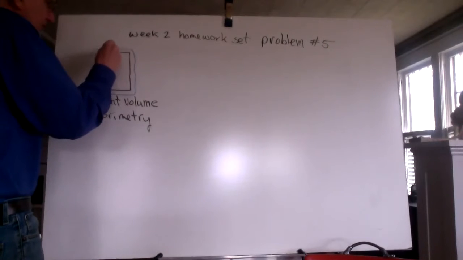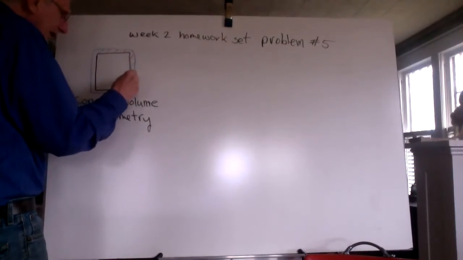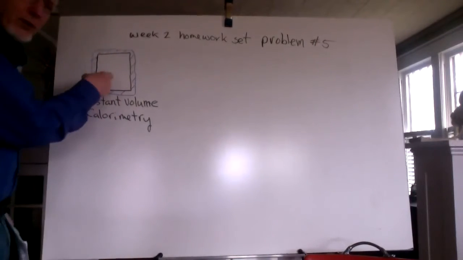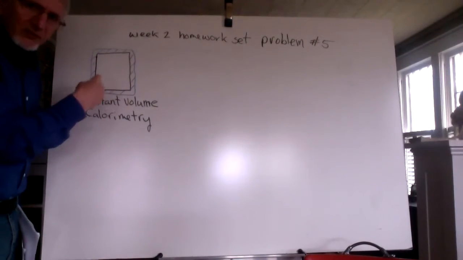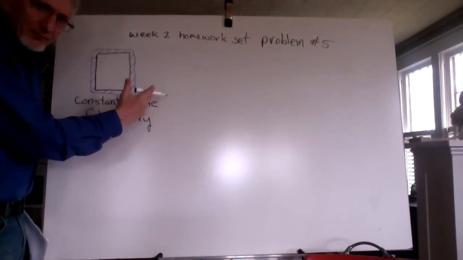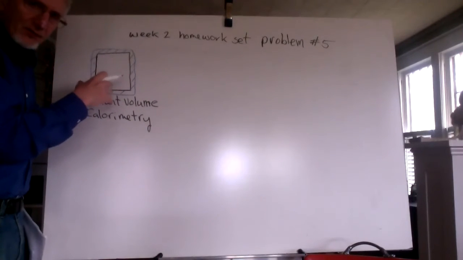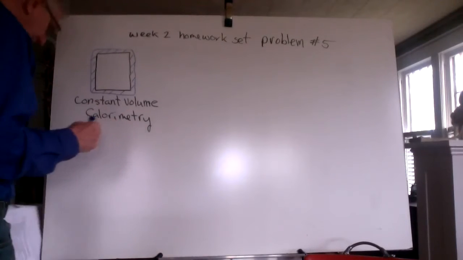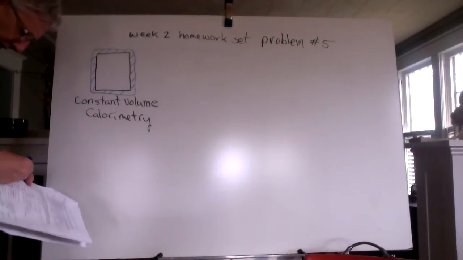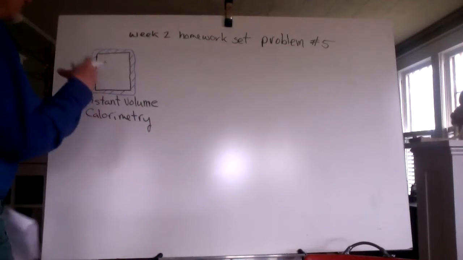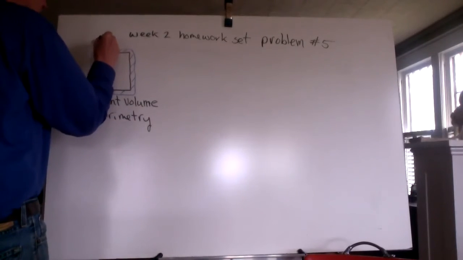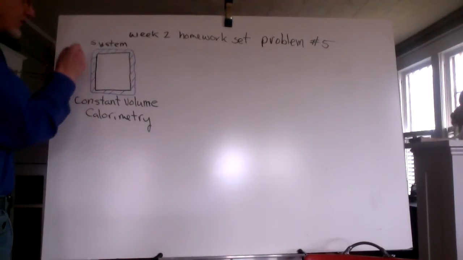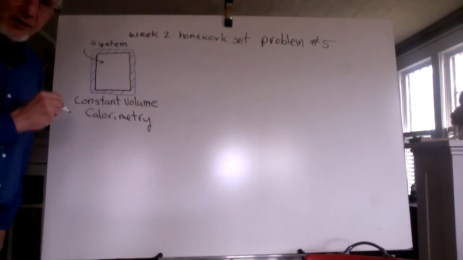The purpose of the insulation is to insulate whatever is inside of the calorimeter. So any heat produced inside of this box stays inside. Any heat outside of it can't get in. Any heat inside stays in. Therefore it's thermally separated from the surroundings. We'll call whatever is in the calorimeter our system. So in a constant volume calorimeter, the system is everything inside of that insulated box.